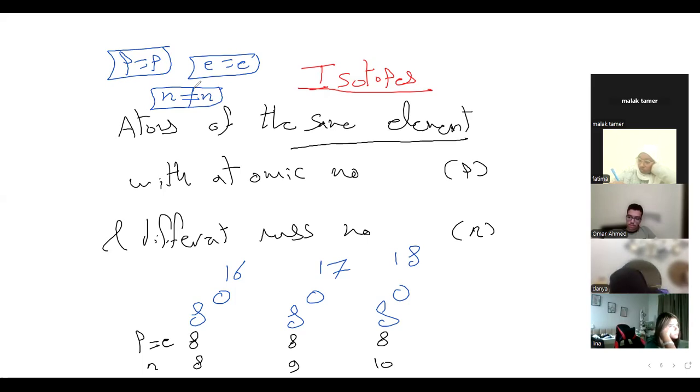So again, in isotopes, atoms of the same element with same atomic number and different mass number, or same number of protons and different number of neutrons. Protons equal protons, electrons equal electrons, but neutrons not equal neutrons.